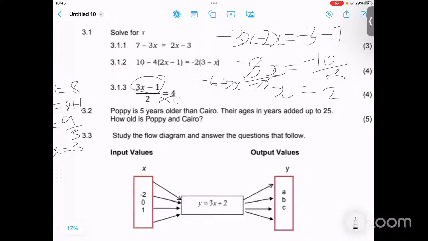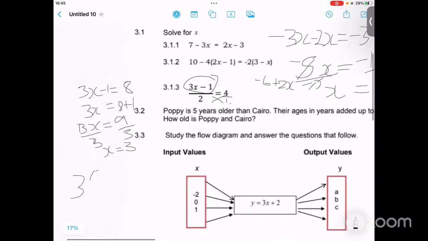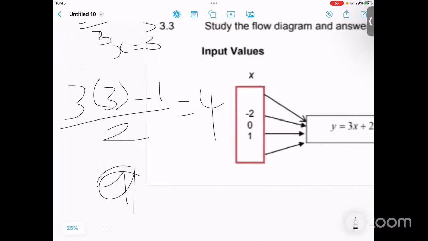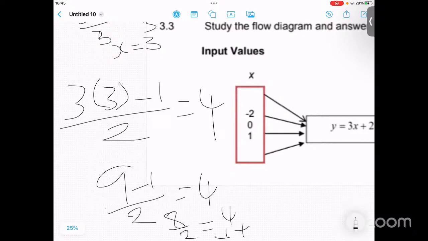If you want to prove it, you're just gonna put your 3 where you see x. So it's going to be 3 times 3 minus 1 divided by 2 is equal to 4. So it's 9 minus 1 divided by 2 equal to 4. 8 divided by 2 equals 4. Therefore, 4 equals 4.